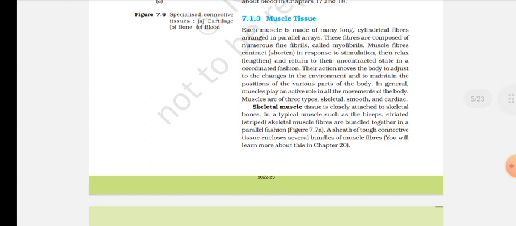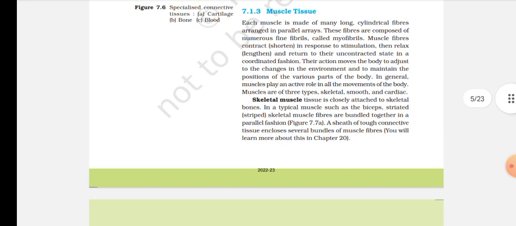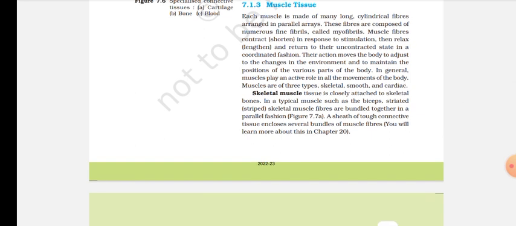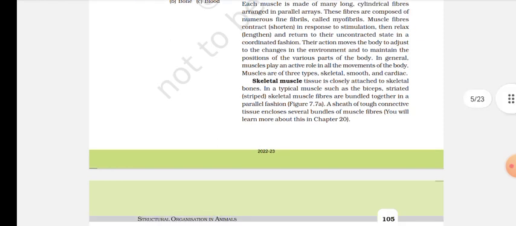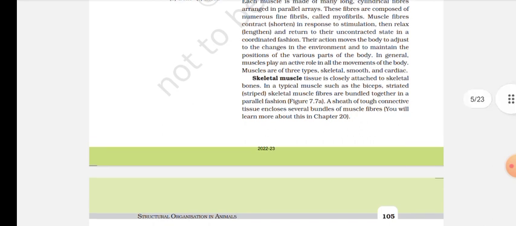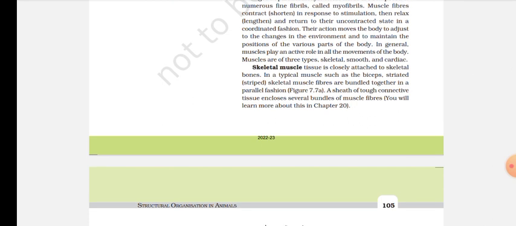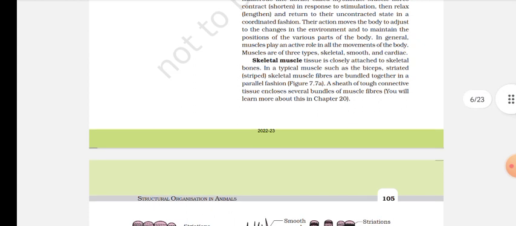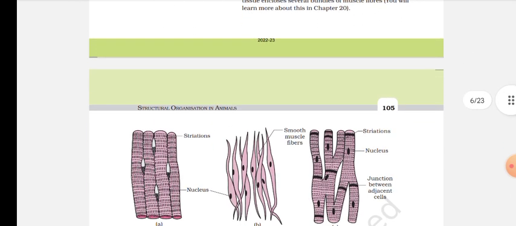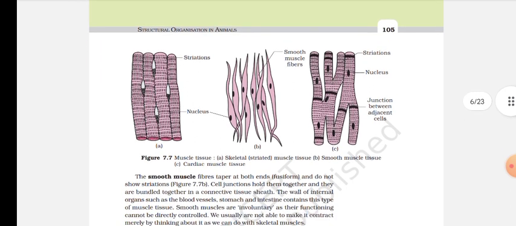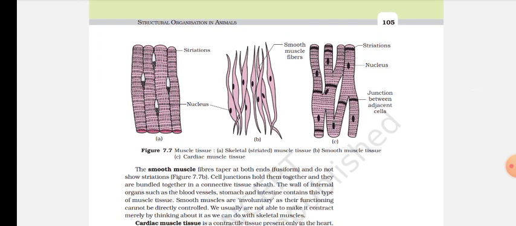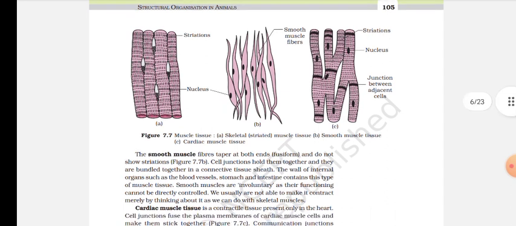Skeletal muscle tissue is closely attached to skeletal bones. In typical striped skeletal muscles such as biceps, fibers are bundled together in a parallel fashion. A sheath of tough connective tissue encloses several bundles of muscle fibers. We will learn more about this in chapter 20. Here are the diagrams of muscle tissue. The first one is a skeletal muscle, the second one is smooth muscle, and the third one is cardiac muscle tissue.